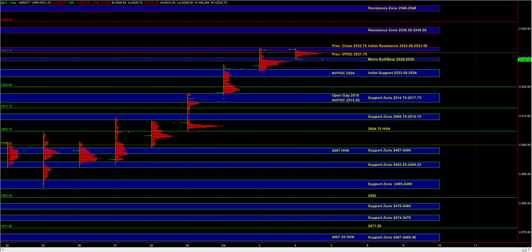Now, given that the intermediate and bigger picture bias is bullish, we can expect buyers to be active at 14.75 to 17.75. That is a high probability area for a long setup on first test, and that area does have potential to cap the downside.